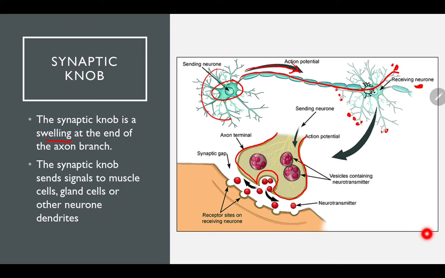Okay, the synaptic knob send signals to muscle cell, gland cell or other neuron of dendrite.